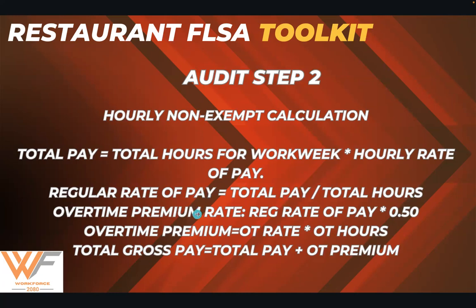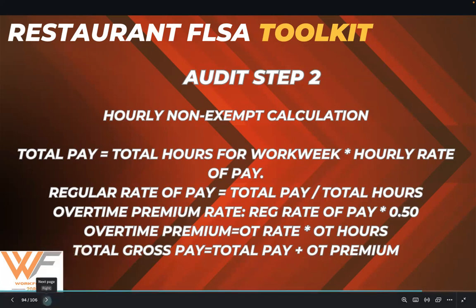The overtime premium rate is where you take the regular rate of pay and multiply it times a half. The reason is that you've already paid all straight time hours, which includes, if you multiplied by 43 hours, the one portion. To pay the half portion, you just need to pay the half portion for those overtime hours. That's where the overtime premium rate and overtime premium come into play. And now the total gross pay is where you take the total pay plus the overtime premium.